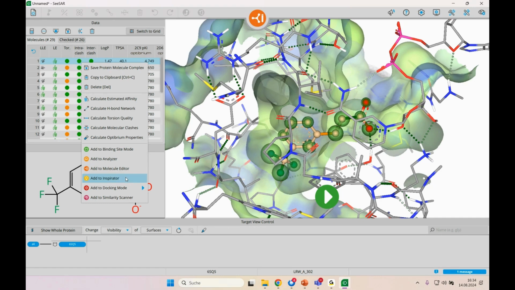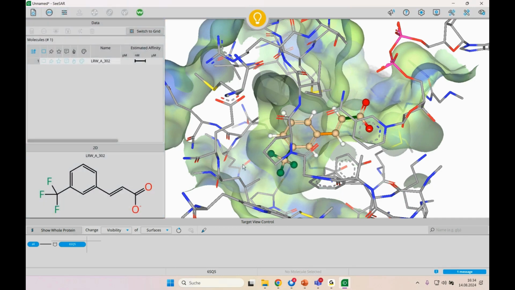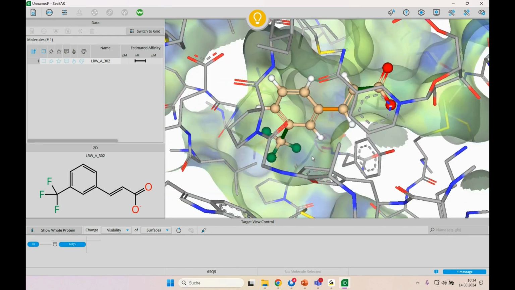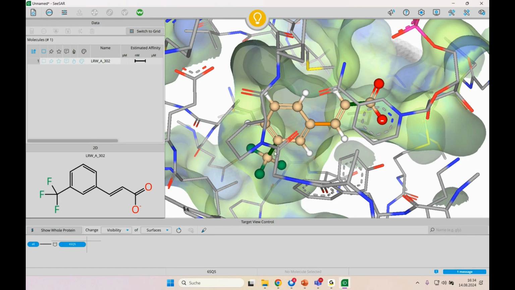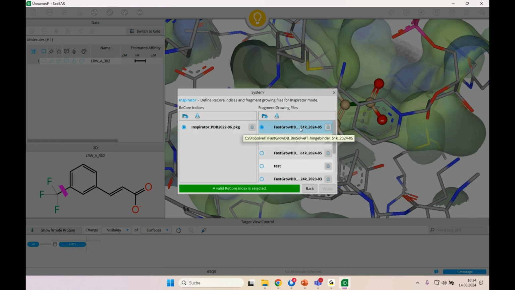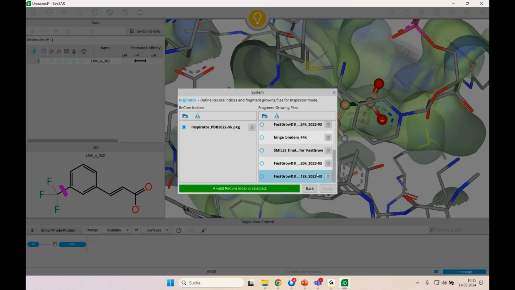I will now transfer my compound to the Inspirator mode. I would like to do 2 things. One thing is I would like to see if the program, if Caesar, is smarter than me. I will try to find replacements for the trifluoro group here, just to check what it will come up with. Let's go up to 30 compounds. In Inspirator, I will not use the hinge binder library. I will use this one, sp3 growing.